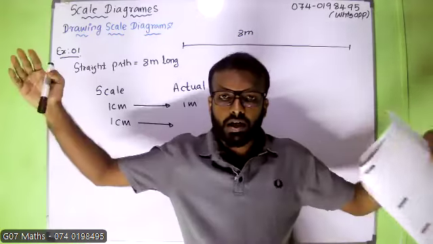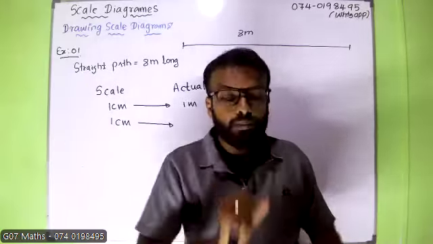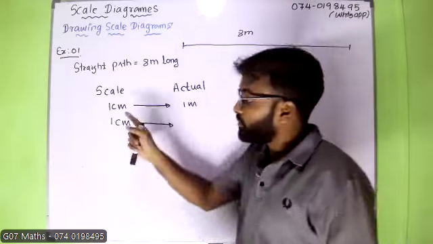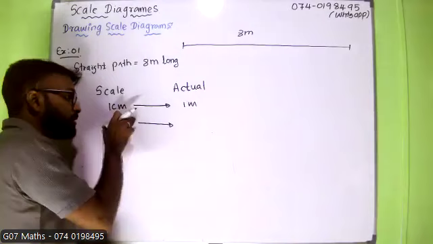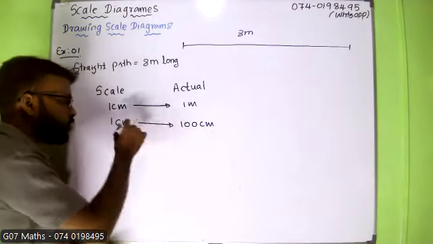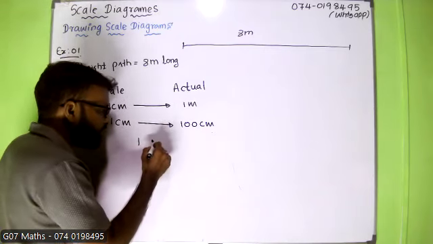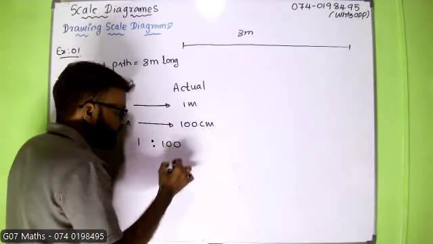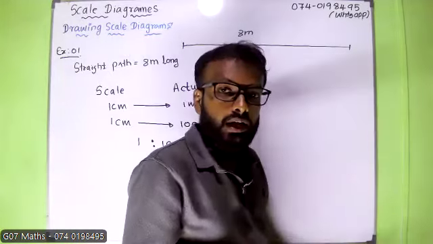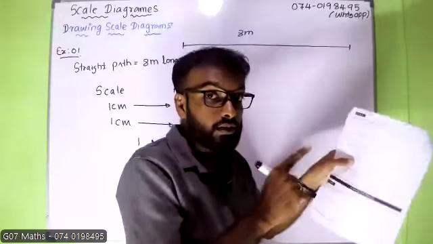So that you can decrease the actual length into 8 centimeters. By using 1 centimeter, you are going to represent 1 meter. That means by using 1 centimeter, you are going to represent 100 centimeters. So what is the ratio? Centimeter to centimeter, the ratio is 1 to 100. Now you are going to draw this path, so draw the scale diagram.